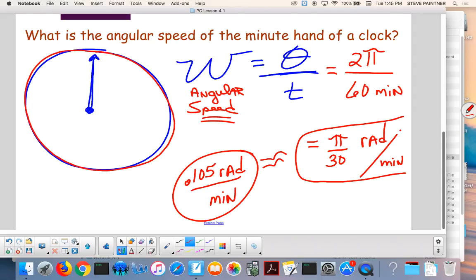It doesn't move very fast, okay? So this is the exact answer. This is the approximation, okay? Yes? It's kind of weird. Angular speed is weird. Okay, so what's coming next is what?